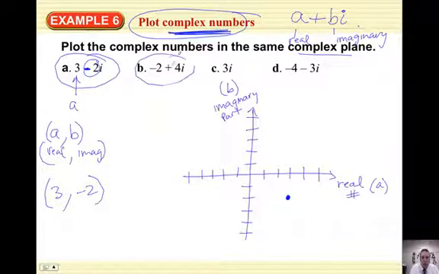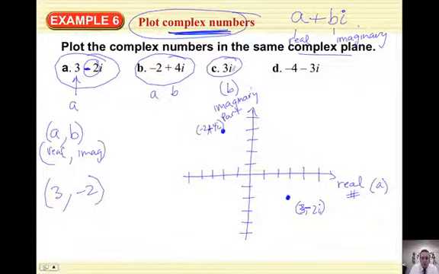Let's do the next one. Negative 2 plus 4i. Well, a is negative 2, and b is 4. So a is here, negative 2 is here, and b is 4, so 1, 2, 3, 4 up. That allows you to be here. This is negative 2 plus 4i. This one here was 3 minus 2i. So just one coordinate each: 3 minus 2i, negative 2 plus 4i. We'll do one more.